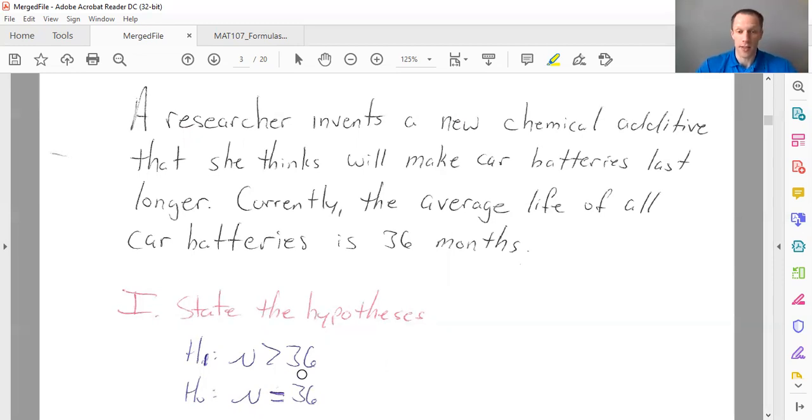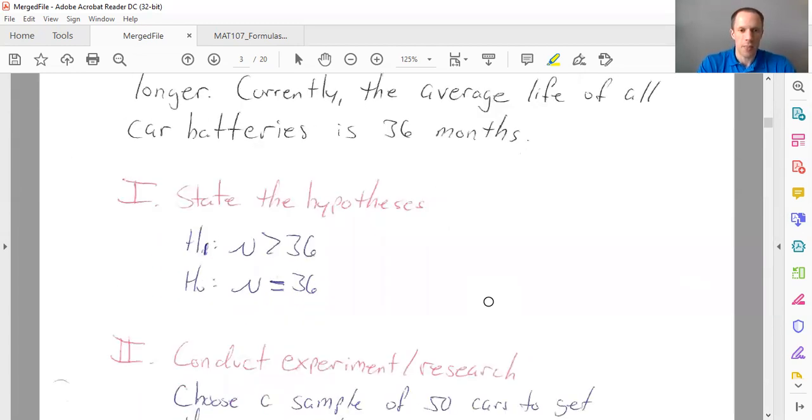The skeptic who has the null hypothesis in mind would come along and say, no, I don't think that chemical makes any difference. I think if you put that into car batteries, the average will stay equal to 36. Okay, so again, the null always has equals in it. The alternative never will. The alternative will always have less than, greater than, or not equal to. Okay, so we state the hypotheses.